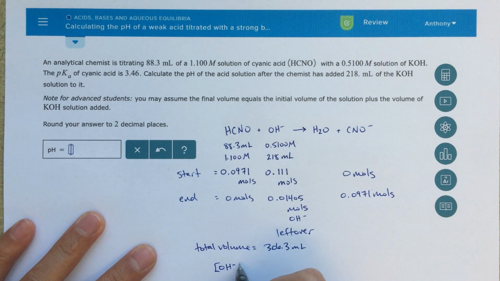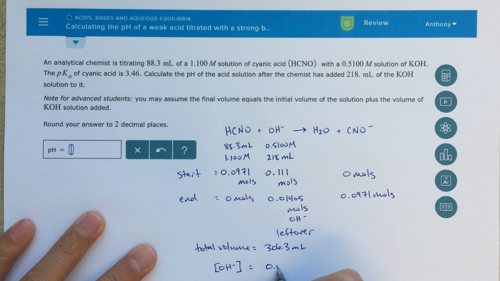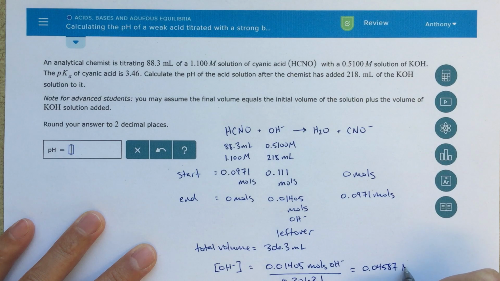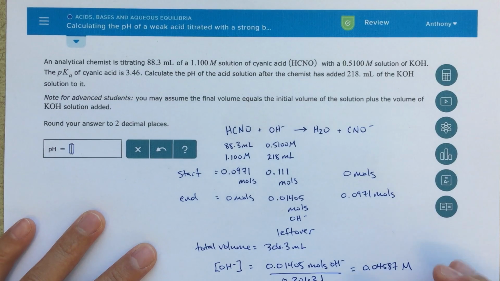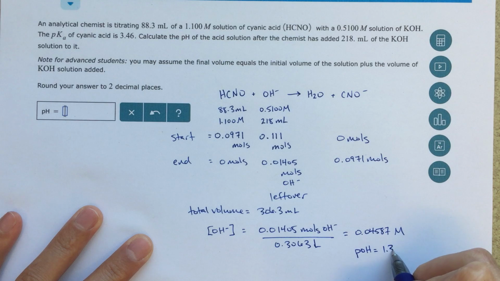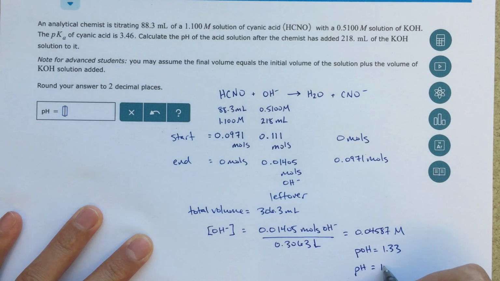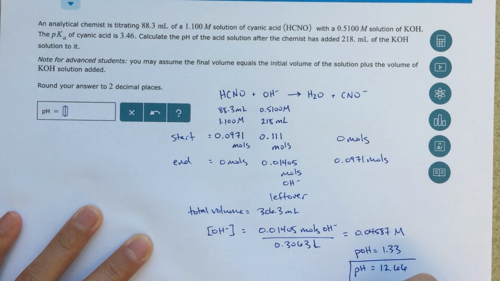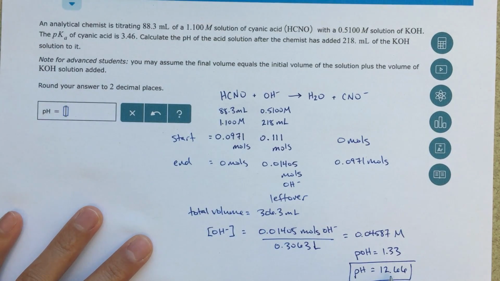Concentration of OH minus will equal 0.01405 moles of OH minus that are left over, divided by 0.3063 liters, and that gives me a concentration of 0.04587 molar. If that's my concentration of strong base, then I can use that to calculate the pH. So pOH will equal 1.33, and then pH will equal 12.66. That is my answer, to 2 decimal places.